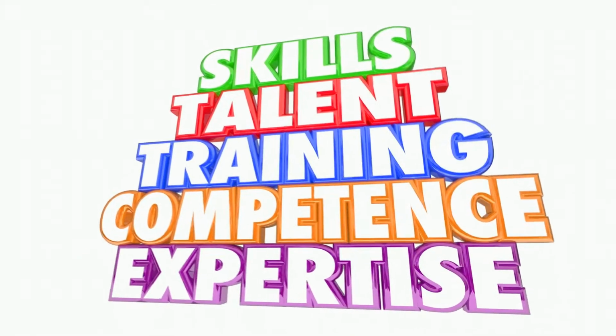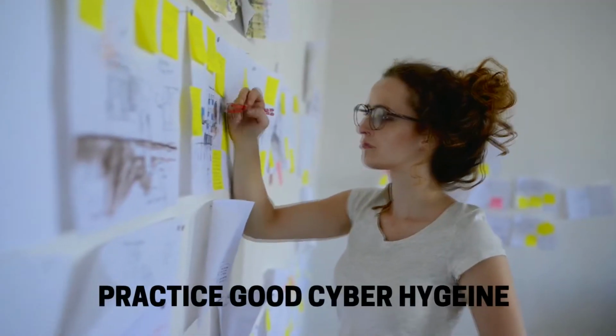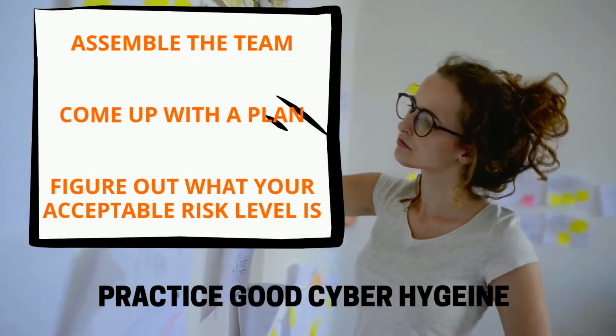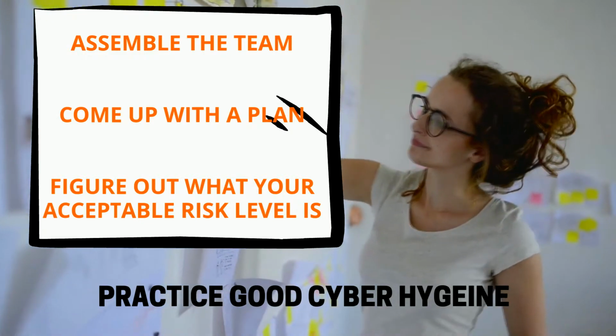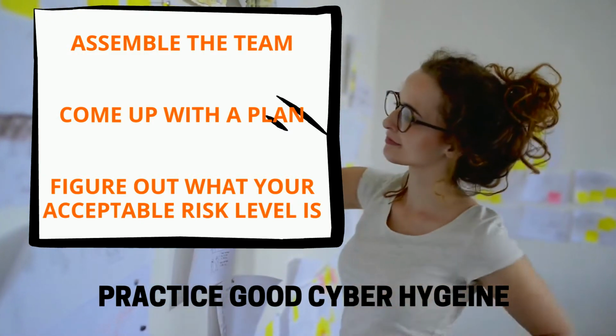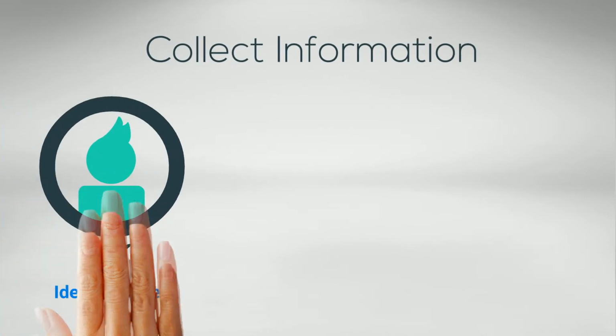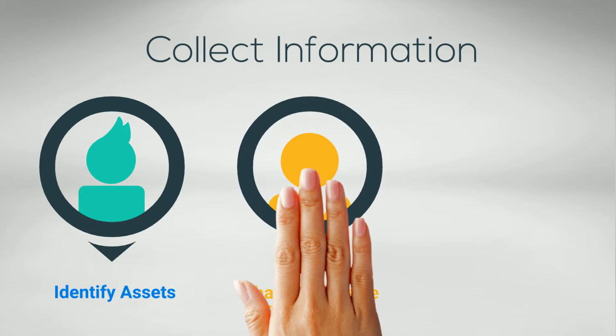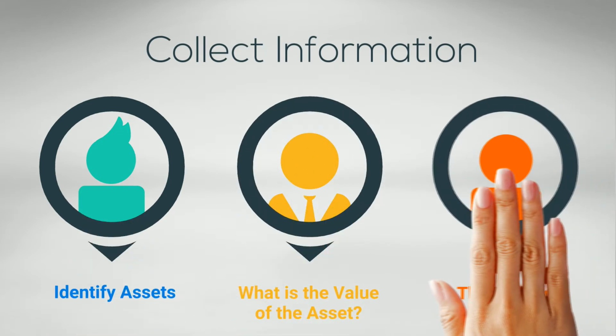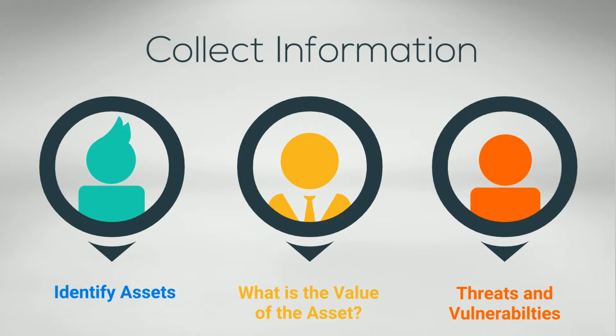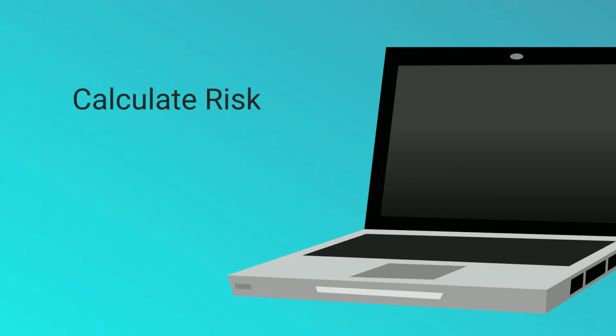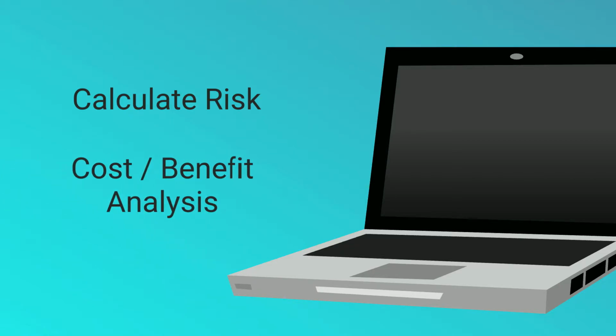First, come up with a plan. Identify the team, the scope, the methods, the tools, and understand acceptable risk levels that you're willing to accept in order for you to move forward. Next, we need to be able to collect information. So we need to have the ability to identify the assets, assign the value of those assets, identify any vulnerabilities and threats to those assets, calculate the risk, have a cost-benefit analysis, and if you're uncertain about things, then you need to have some sort of uncertainty or quantitative analysis on that.